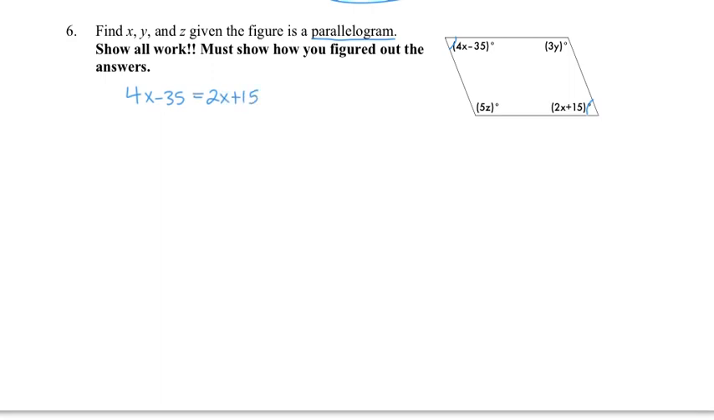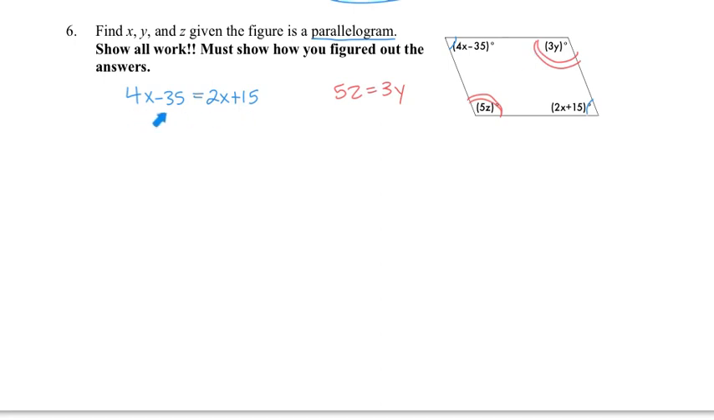And then I also have the other set congruent as well. So I know these two are the same. So I know 5z is equal to 3y. But there's a problem here. There are 2 variables. But that's okay, because we're going to be able to figure out what either y or z is first, or we don't even really need this equation, because not only do we know opposite angles are congruent, we also know that consecutive angles are supplementary. So there's lots of different equations you could set up here to solve.